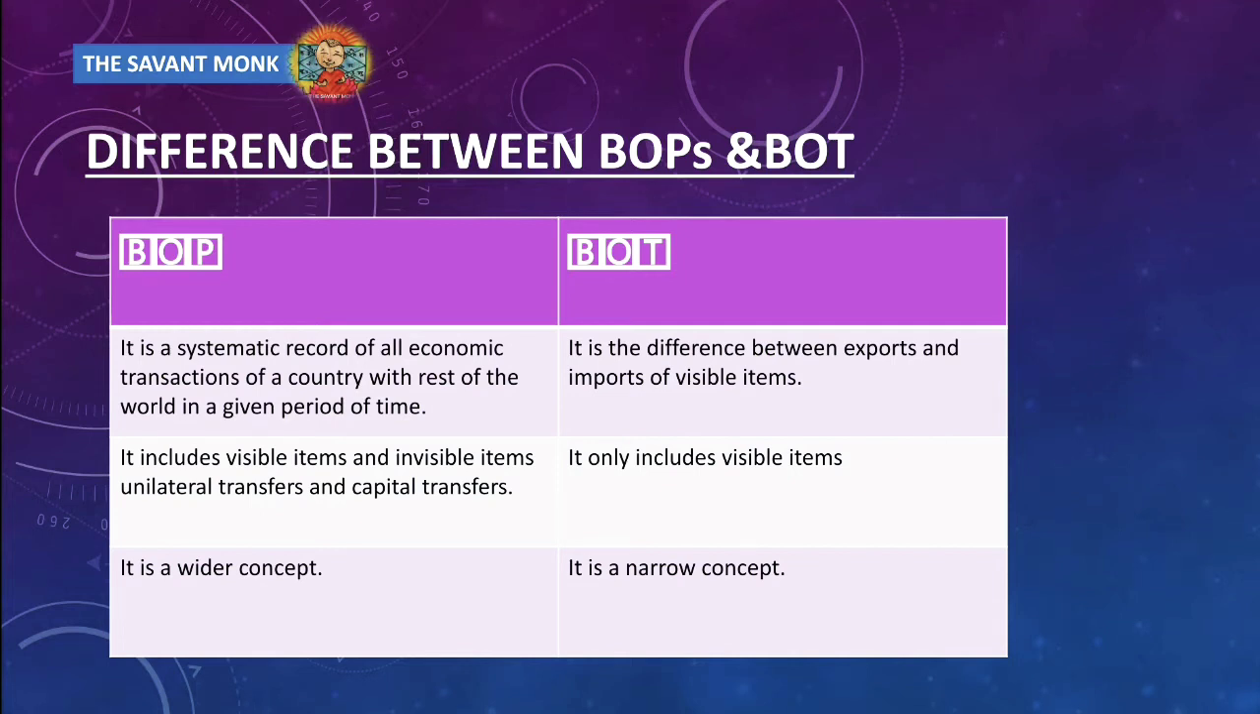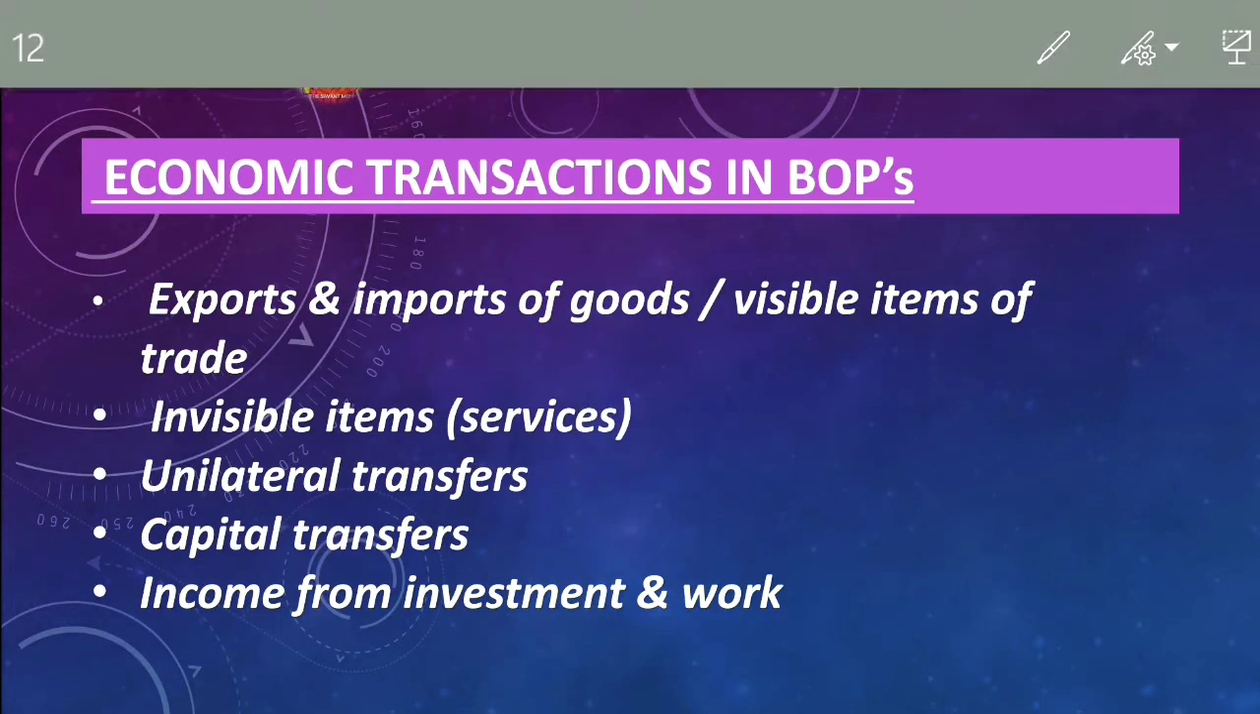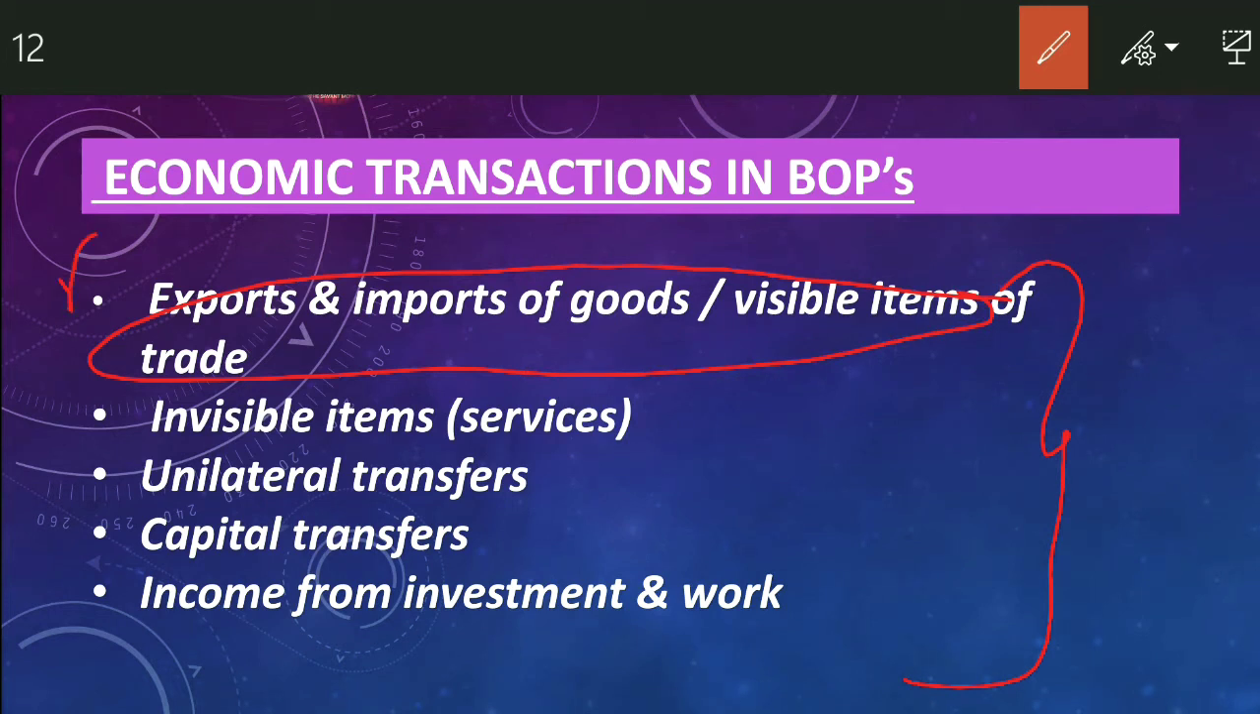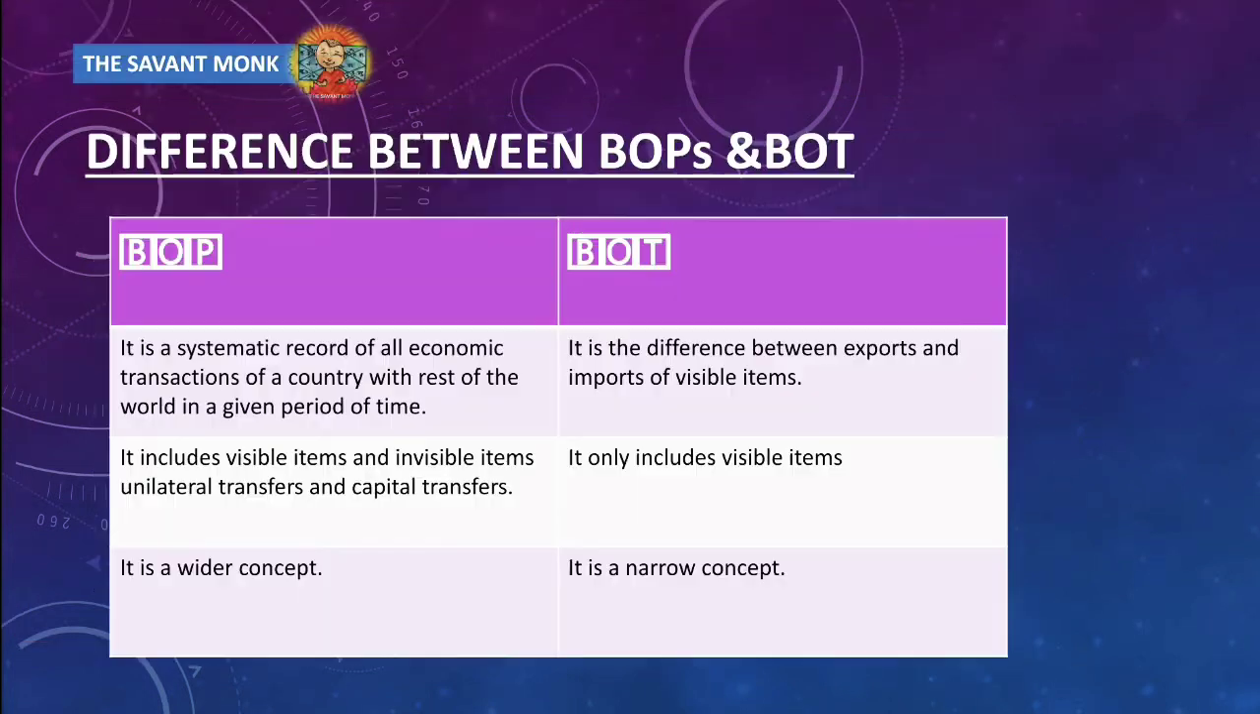See, balance of payments includes economic transactions that are happening on account of all these five things. On the other hand, balance of trade only accounts for export and import of visible items, goods. Okay, so this balance of trade is just one component of the economic transactions that are happening in balance of payments. Okay, so if balance of trade is included with all these components, then it will form balance of payments, right? So balance of trade is a very narrow concept because it is just accounting for visible items.